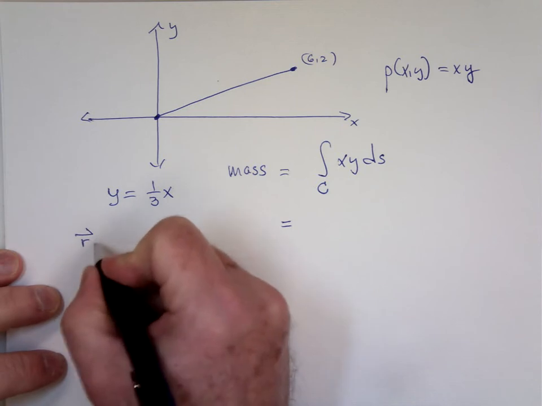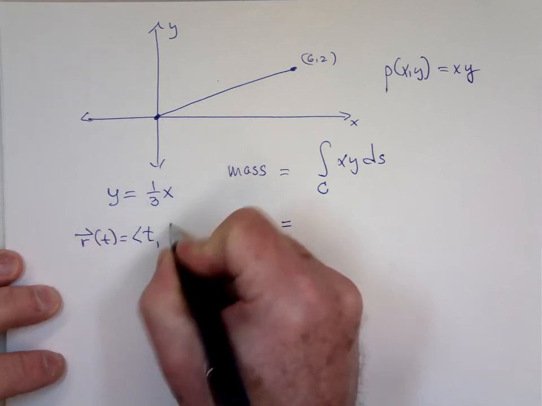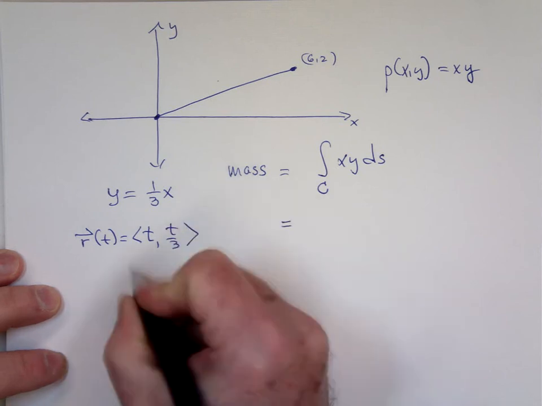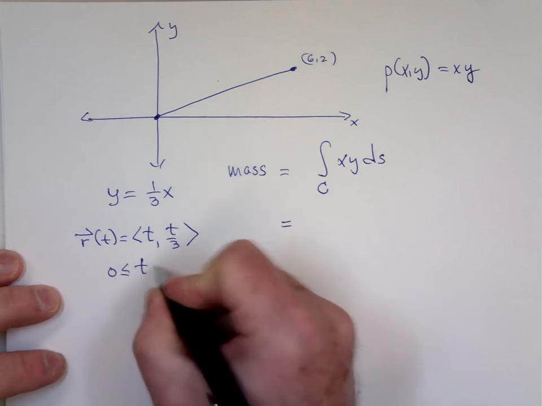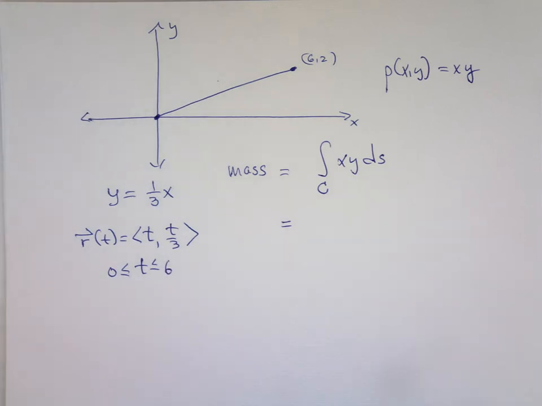X equals t, y equals t/3. Beautiful. That t is going to go from 0 to 6. That's perfect. That parameterization puts us on a linear path starting at (0, 0) and ending at (6, 2). Let's find out what the mass of the wire is.